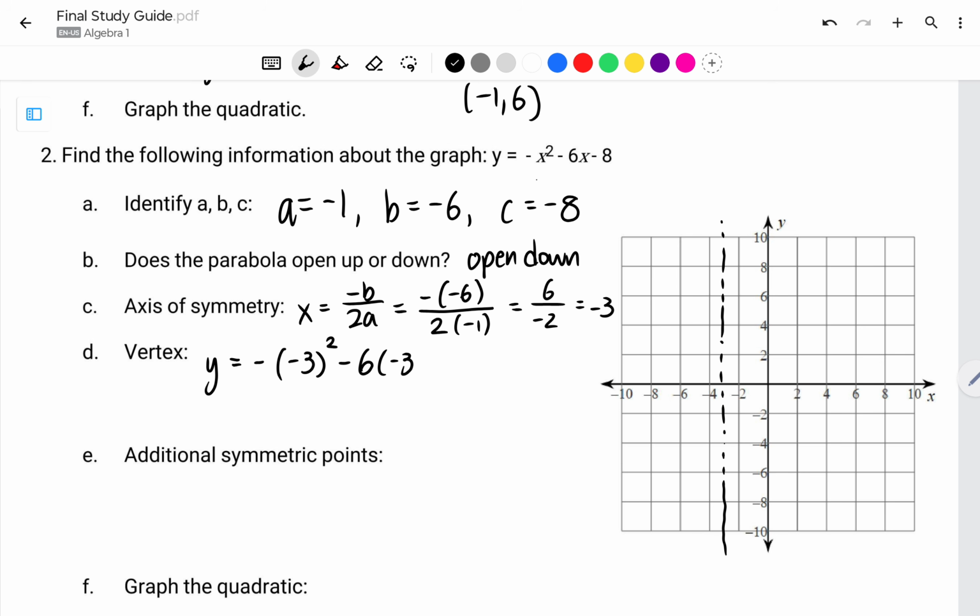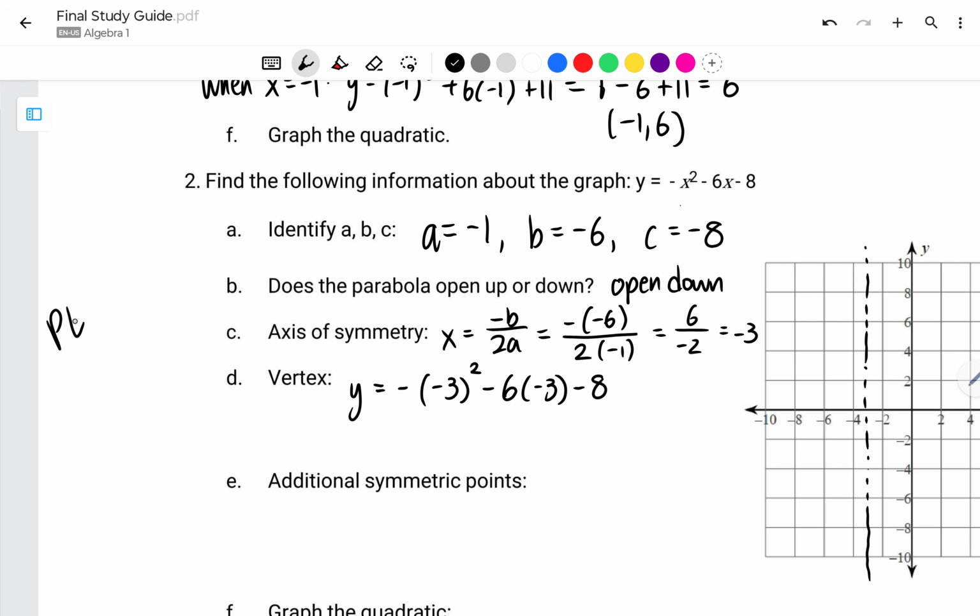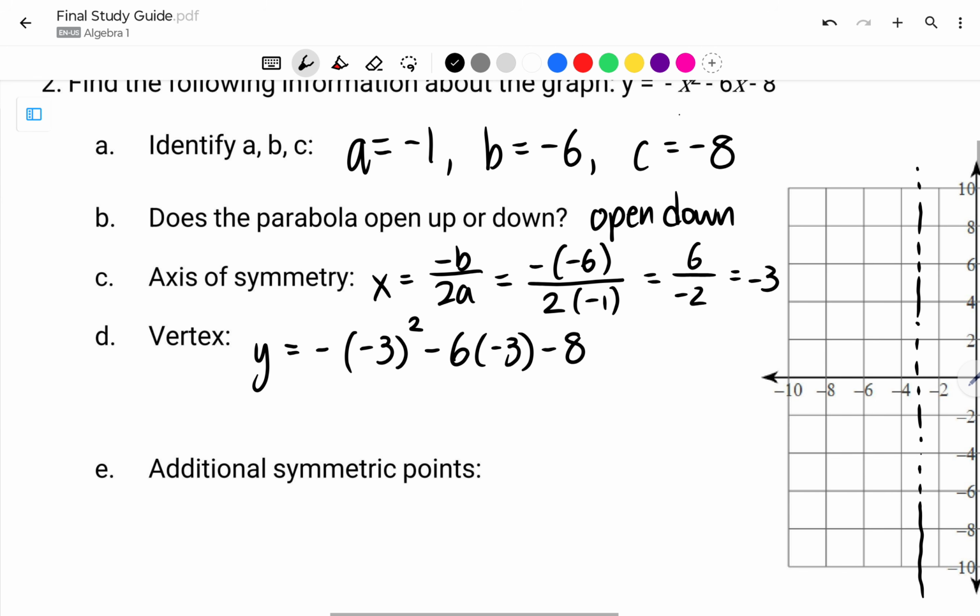-6 times -3 -8. I need to follow order of operations, PEMDAS. Right? Parentheses, exponents, multiplication, division, addition, subtraction. So I see this negative and negative here. Before I even change anything, I need to do the exponent first. -3 squared, that's going to be 9. So this is going to turn into -9, right? Because it turns into +9, but then there's a negative there.